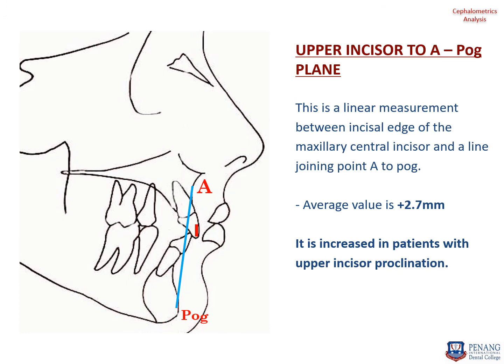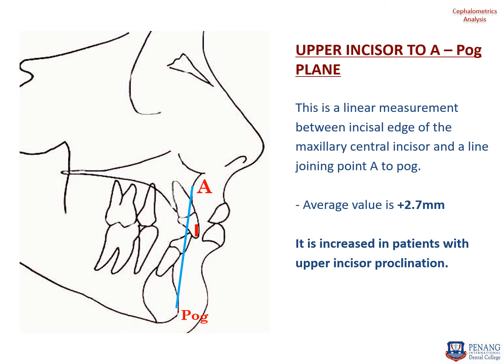Here you will see the upper incisor to A-pogonion plane, how it is constructed, and what the purpose of constructing this plane is. This is a linear measurement between the incisal edge of the maxillary central incisor and a line joining point A to pogonion. So basically you construct a line from point A to pogonion, then you mark the incisal edge of the maxillary central incisor, and you measure the distance between these two lines.